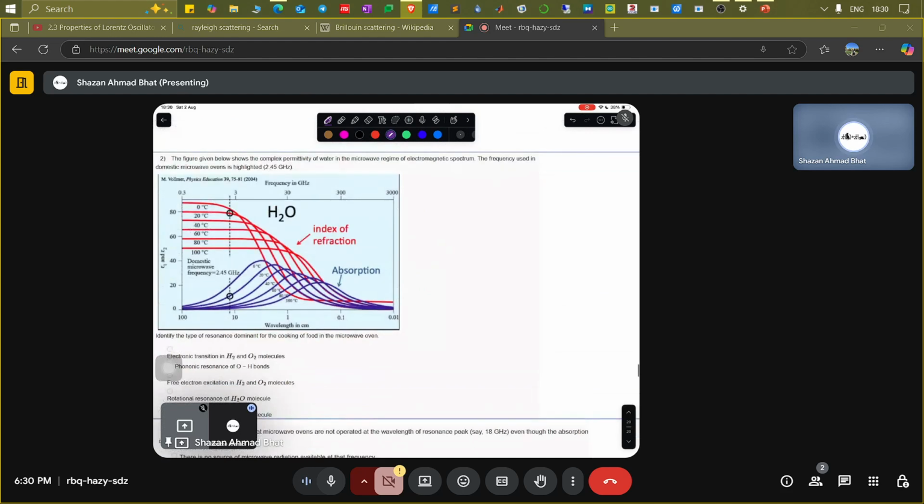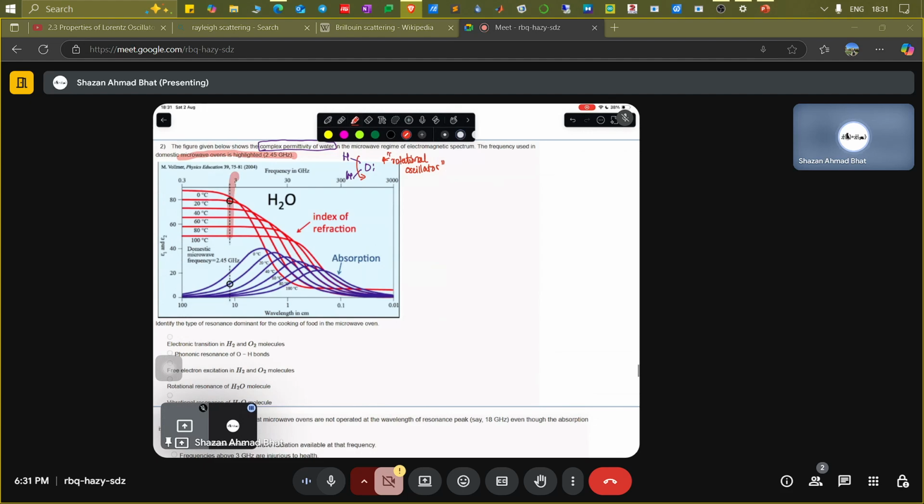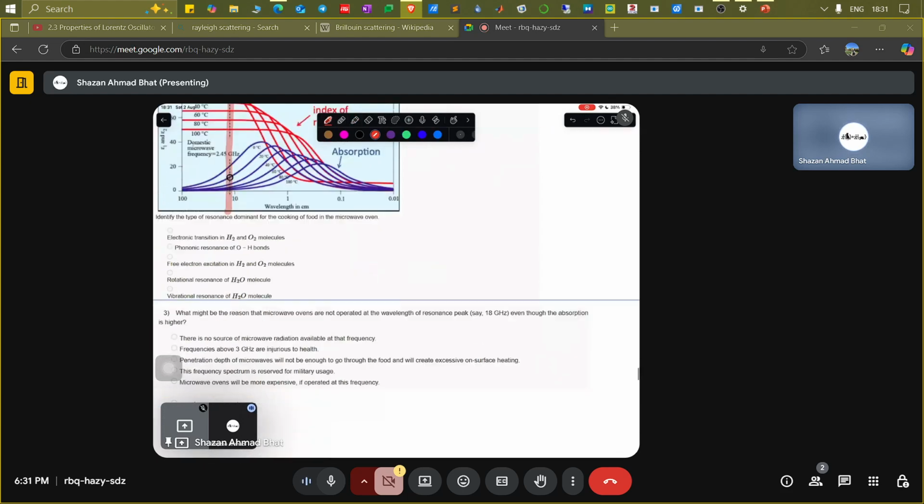Another question here is that the complex permittivity of water is shown, for a molecule like this. Oxygen has some free radicals and this can rotate. I told you that we showed a rotational oscillator model. It can rotate around its mean point. The frequency used in domestic microwave ovens is 2.45 gigahertz, which is what we discussed, around this point. Now identify the type of resonance dominant for cooking in the microwave oven.